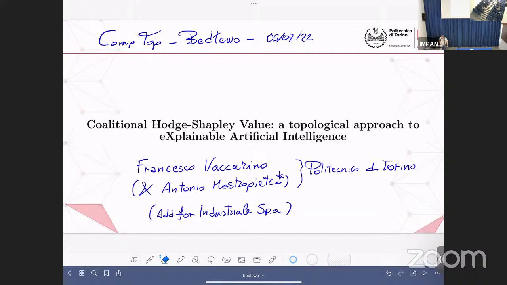So, thank you to the organizer for inviting me and for organizing this. As many people said before, I'm very happy. It's the first time I'm speaking in person at a conference since 2020. So I'm very happy also to be here.